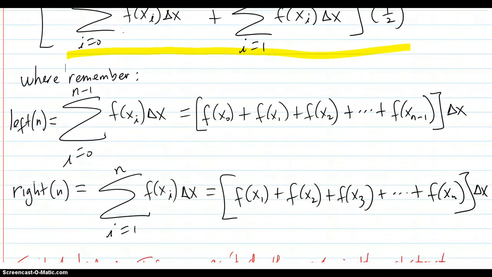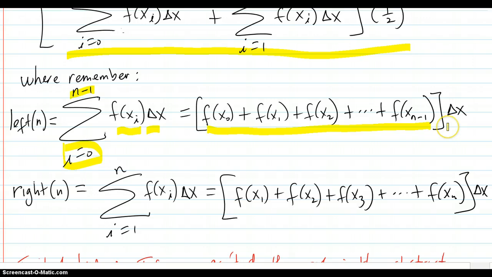Well, the left starts with x sub 0, that's a, when your interval is a to b, and ends at x sub n minus 1, and all it is is rectangle sums. So it's the f of x heights times the delta x. So that's this sum here ending at x sub n minus 1, and then, of course, times your delta x factored out.